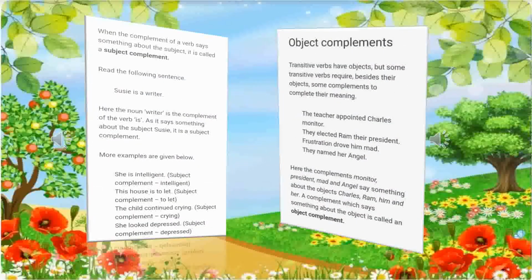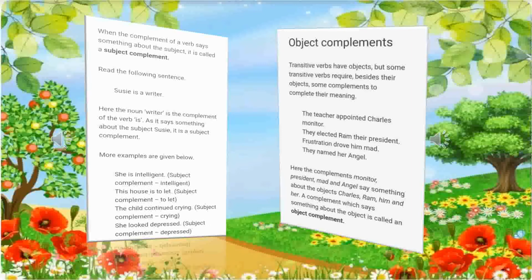When the complement of a verb says something about the subject, it is called a subject complement. See the example here. "Susie is a writer." Here, "a writer" is a complement of the sentence. Here the noun writer is a complement of the verb "is," as it says something about the subject Susie; it tells who Susie is. So the word writer is termed here as a subject complement, since it is telling something about the subject.